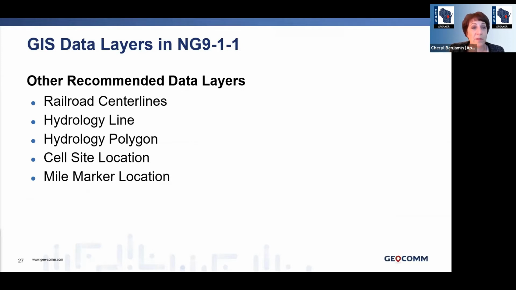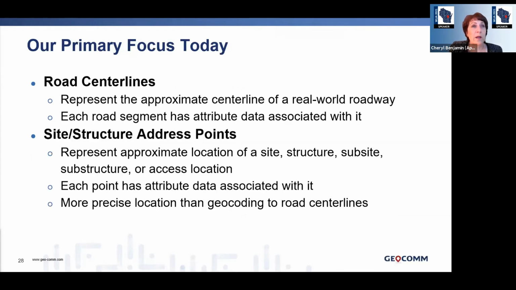So why we're here today, we're going to focus on the required GIS data layers for 911, and we're going to primarily focus on these 2, the road center lines and the site structure address points. We'll also talk about the GIS data model that's going to be used for your required GIS data layers that was created for Wisconsin. 2 things to note.